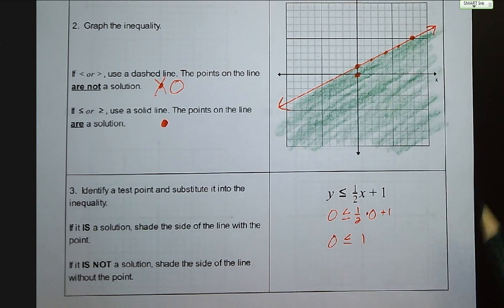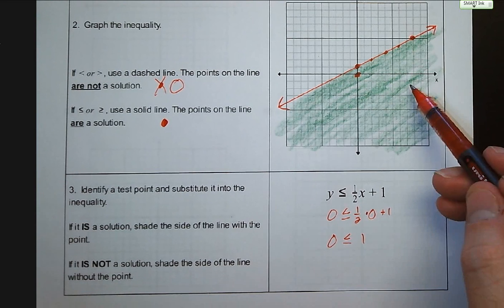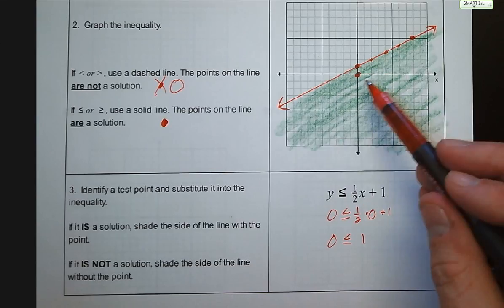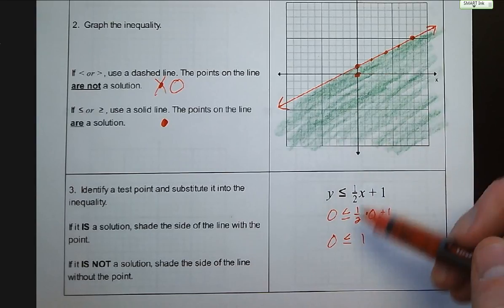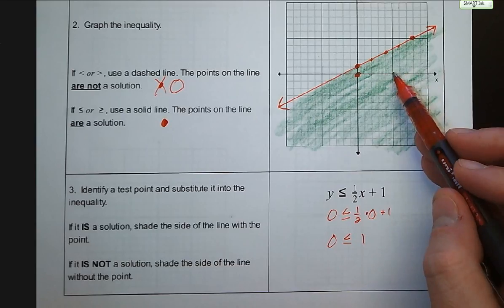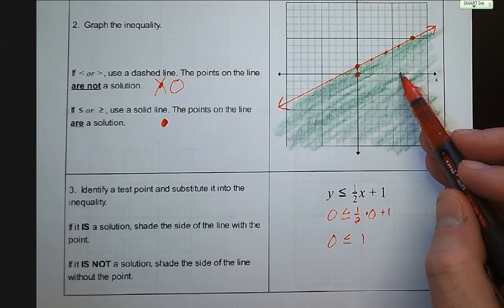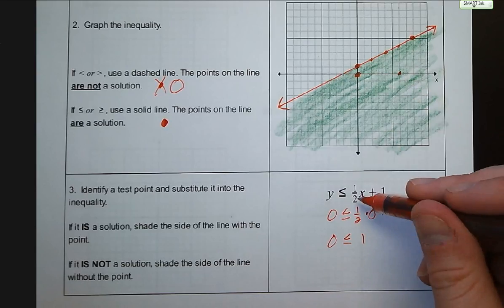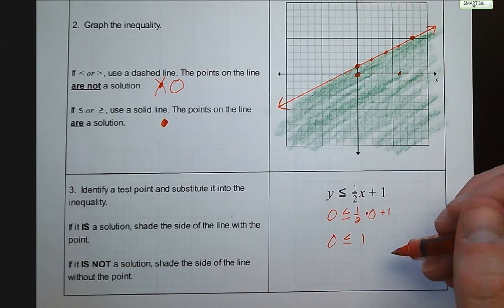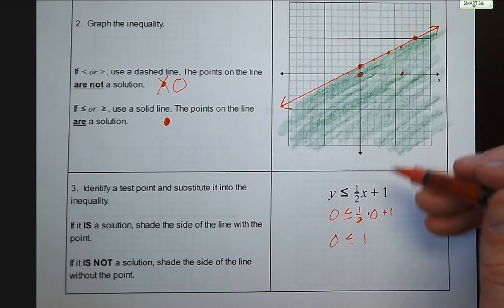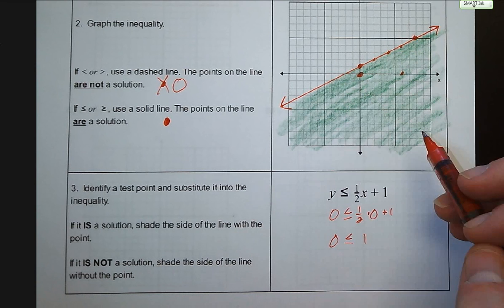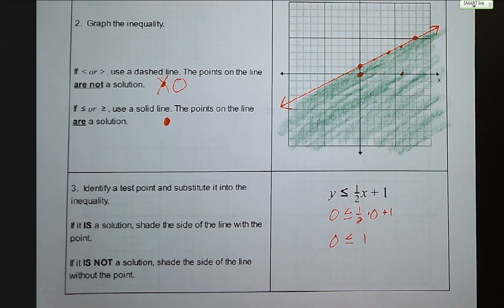Okay? So any point that is in this green region, absolutely any one of these points, would make this inequality true. If I plugged in, let's go with 6 for x and 0 for y: 6 times 1/2 is 3, plus 1 is 4. Is that greater than or equal to 0? Yes. Any point in this shaded region is a solution for that inequality.